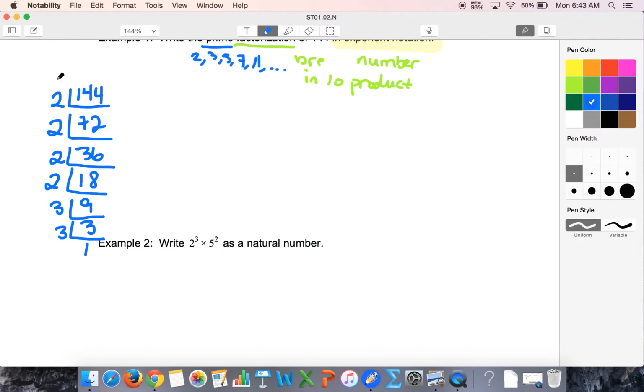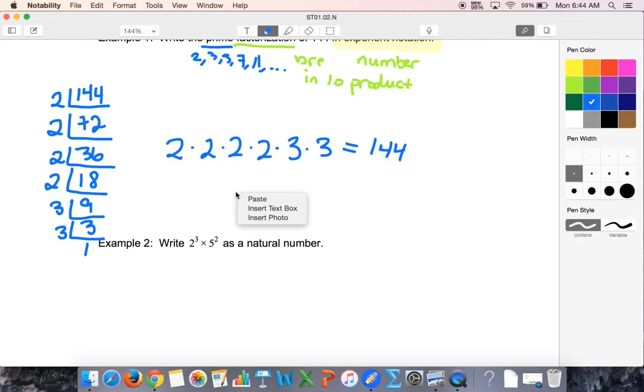So what this means, I divided 144 by all of these numbers. So I should be able to multiply all those numbers again to get 144. So 2 times 2 times 2 times 2 times 3 times 3 should equal 144. And you can always test that in your calculator.